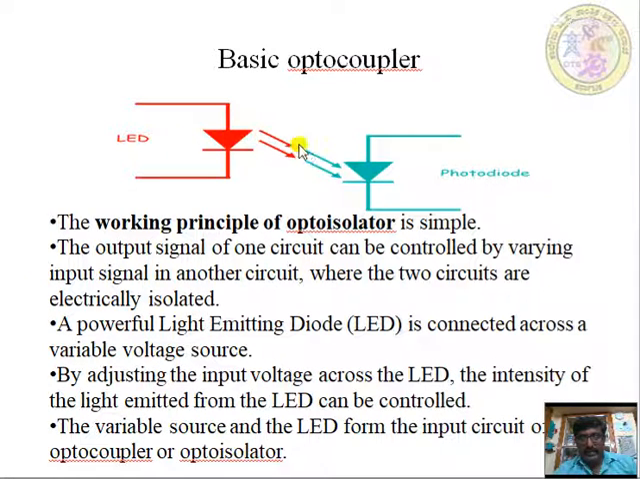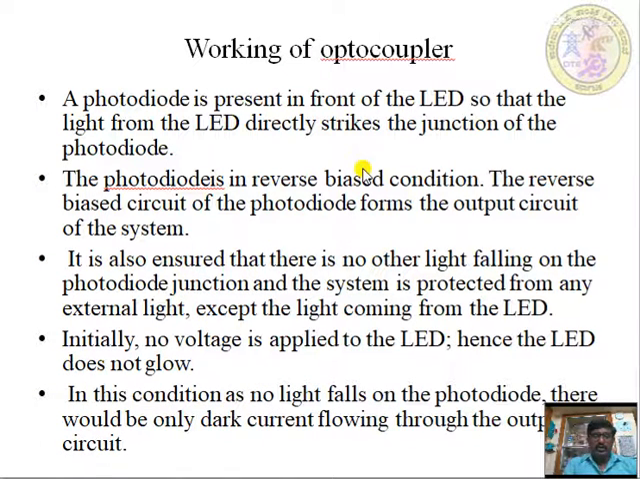So the LED is directly striking the photodiode. The photodiode is in reverse bias condition. The reverse bias circuit of the photodiode forms the output circuit of the system. It is also ensured that there is no other light falling on the photodiode junction, and the system is protected from any external light except the light coming from the LED, because the photodiode will start operating with any light, radiation or heat it receives. So the care to be taken is that only the LED light should fall on the photodiode, not any other light.